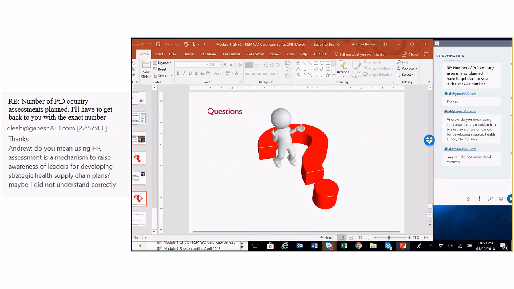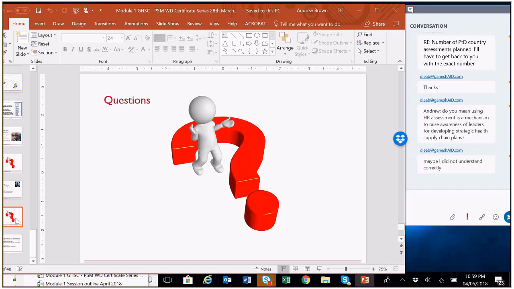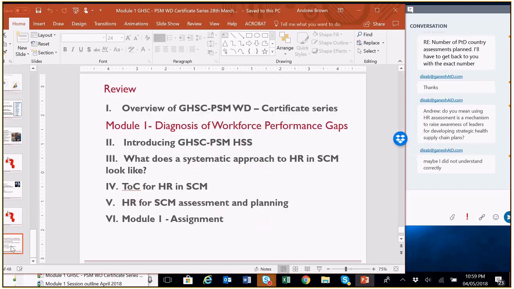So if you were asked to apply that tool in your country, someone said, Andrew, I want you to apply the human resources assessment tool in country X. Please draft me a scope of work so I understand what it's going to take in order to get a consultant to come and do that in my country. That's what I'm referring to. If you have any further questions on that, you can let me know.